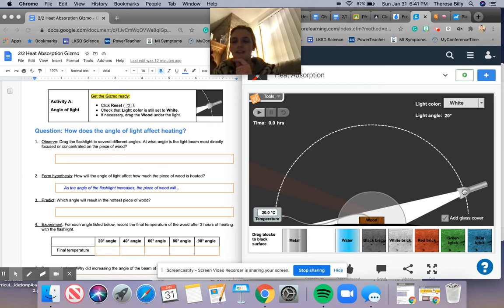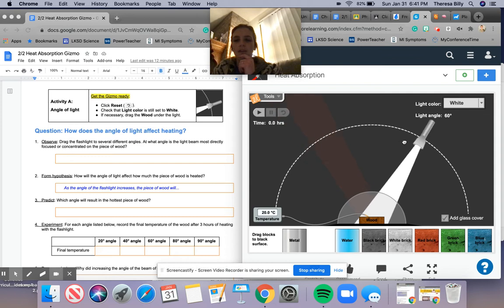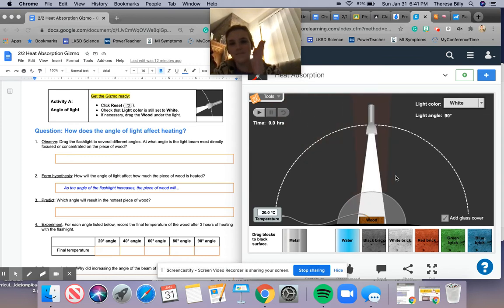If I bring the flashlight to the side, does it look like that flashlight is hitting the wood head on, direct? Is it fully concentrated on the wood? Or does an angle more like 90 degrees give us a more deer in headlights feeling? Okay, so which angle would you choose is more directly focused on the wood? Then you form a hypothesis. How will the angle of light affect how much the piece of wood is heated?